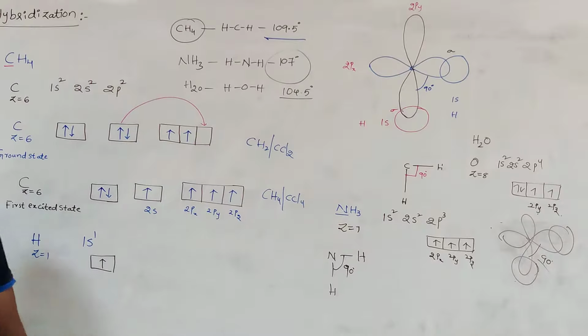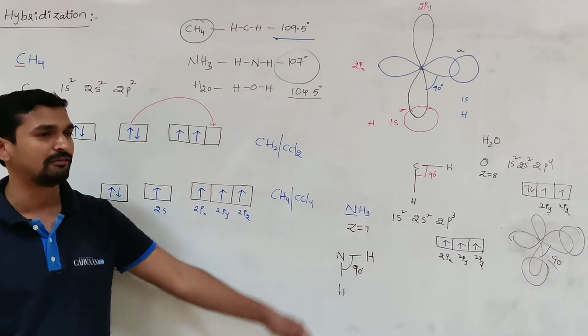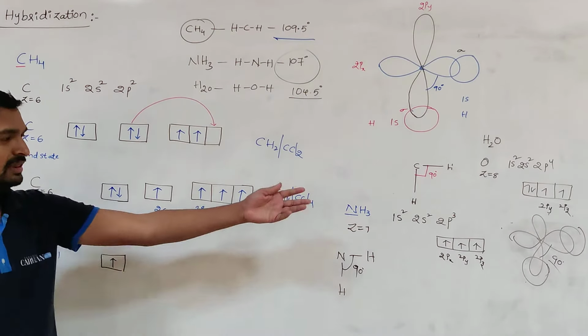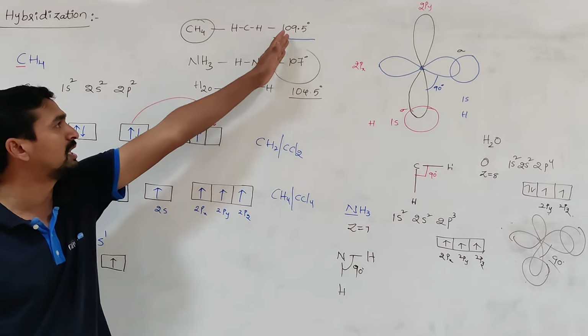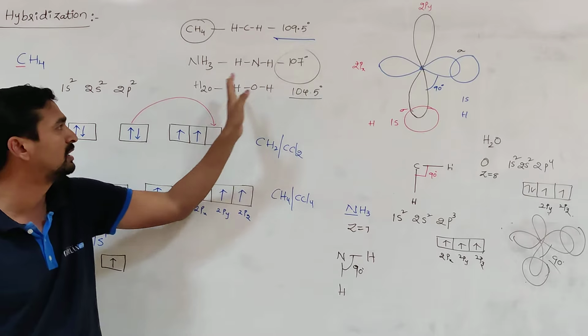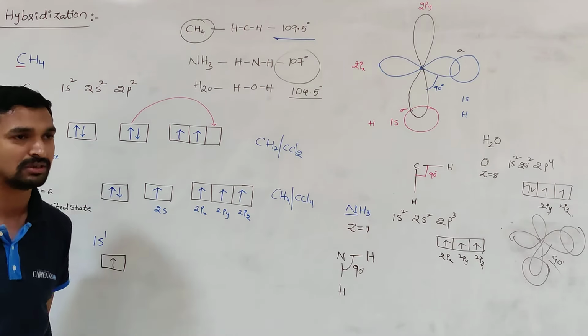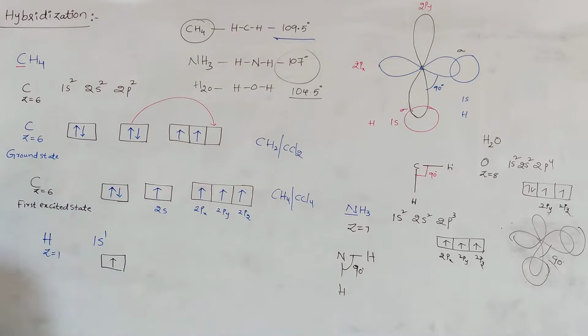So that could not be explained by the postulates initially proposed by the valence bond theory, that is, the concept of overlapping of atomic orbitals. To explain the geometry of a molecule, the bond angles, 109.5 in CH4, 107 in NH3, 104.5 degrees in the water molecule, all these being examples of polyatomic molecules, a new concept was introduced to account for the geometry of polyatomic molecules.